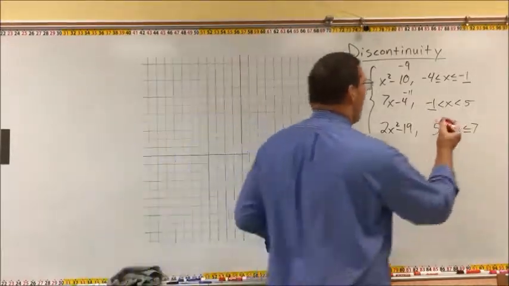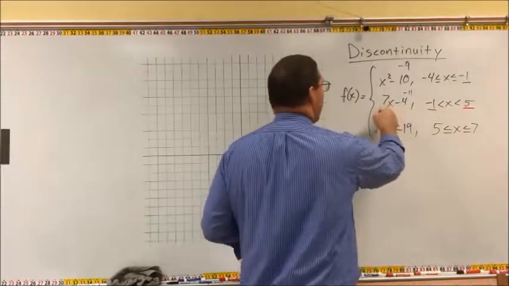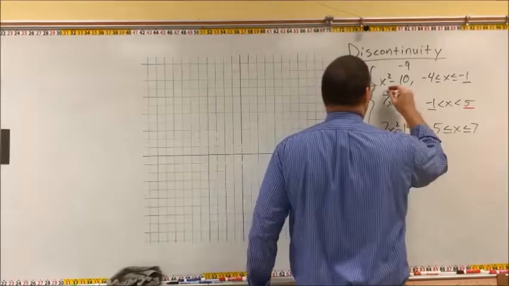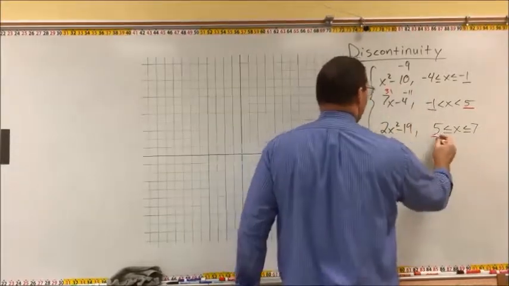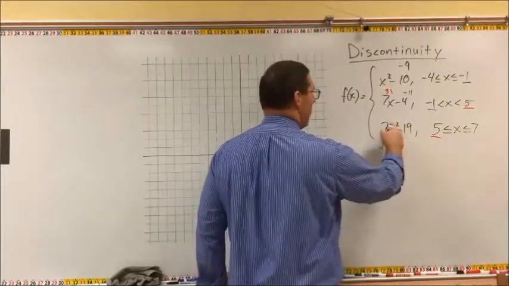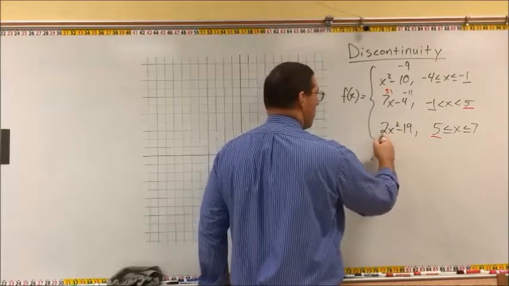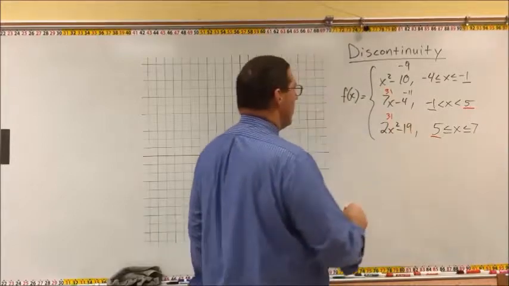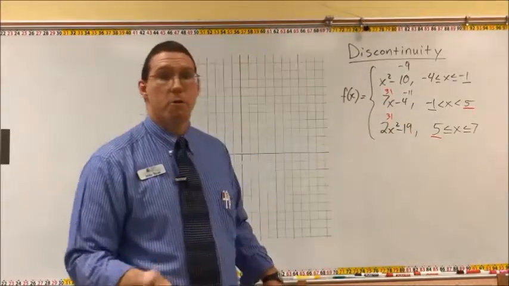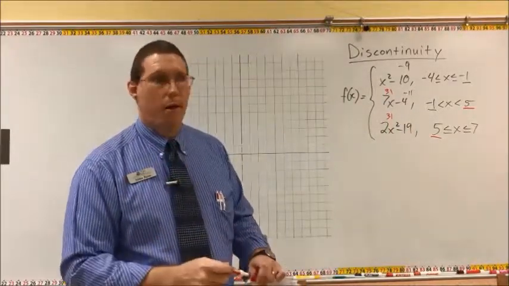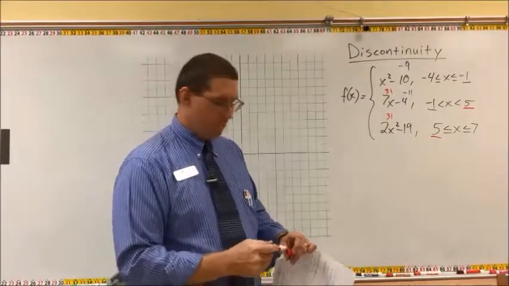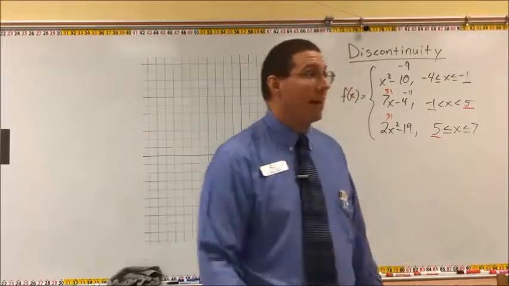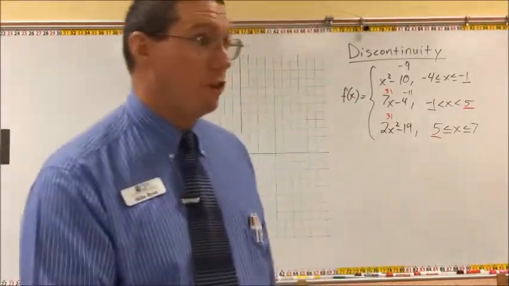Next, plug in 5. If I put a 5 in here, what's 5 times 7? 35. And what's 35 minus 4? 31. Now let's plug 5 down here. What's 5 squared? And what's 25 times 2? And what's 50 minus 19? 31. So what's happening at 5? Is it continuous or is there a jump? It's continuous. Okay, so you plug in the transition value. That's a phrase I made up, so it's not official math or anything.